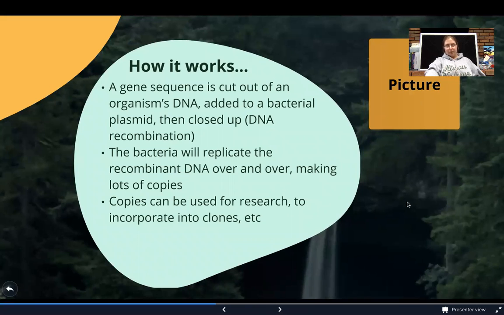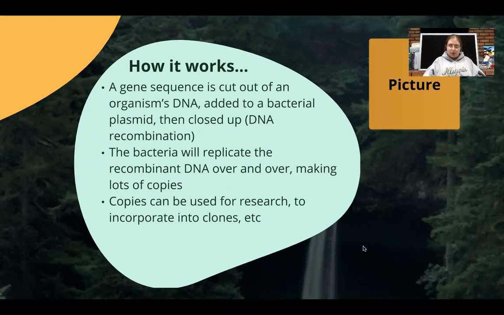We have the picture up here, but first let's talk a little bit more about what is actually going on. There's a gene sequence that we want to cut out of this organism's DNA because we're like, hey, that could be a pretty cool, very useful trait. So we're going to cut that out and add it to the bacterial plasmid, that circular DNA. And then we're going to make sure that it's all fused and closed up.